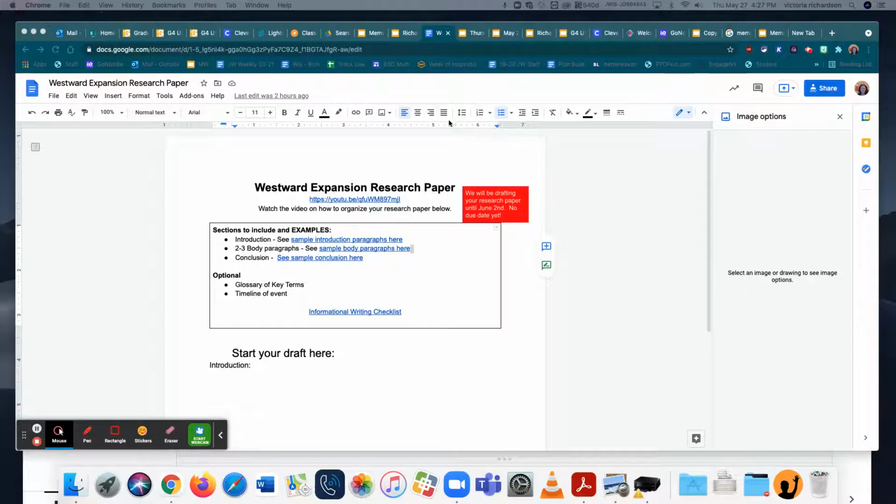So the very first thing you want to do is go to our agenda for today, and you're going to want to click on the part that says Westward Expansion research paper. So it's under the writing and asynchronous. Then here you're going to see a couple of different things.